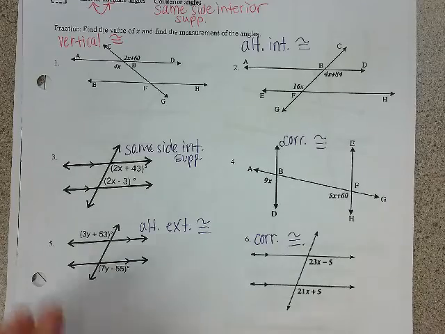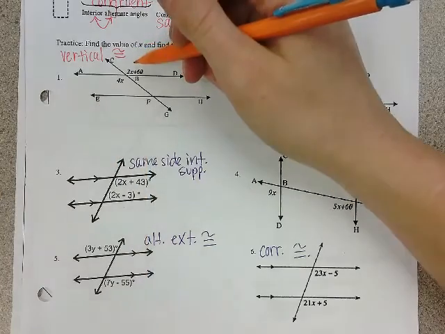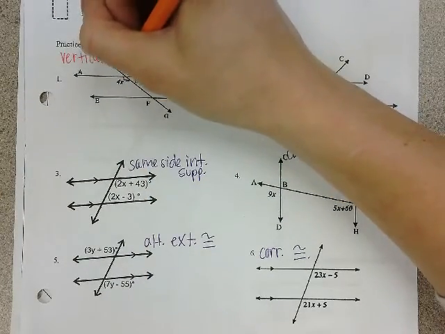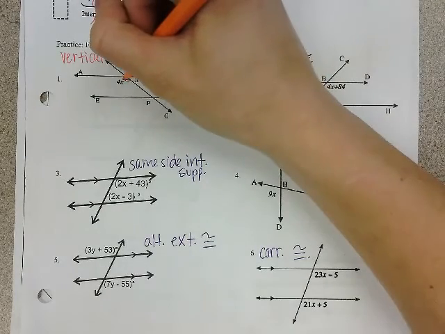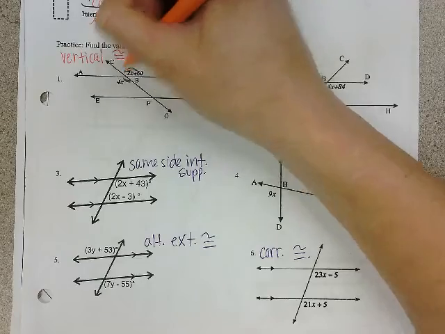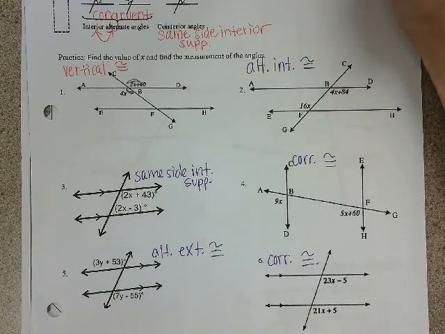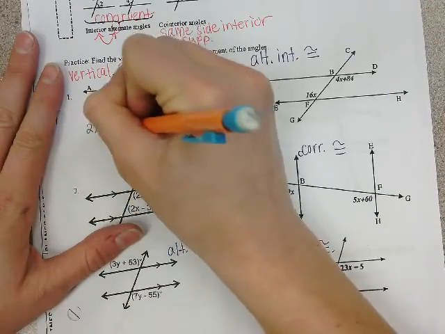Okay. So this first one we said was vertical and that they're congruent. So how should I set this up to solve for x if these two angles are congruent? What does congruent mean? Equal. Okay, so if I know that this angle is equal to this angle, how could I set it up as an equation? Perfect. So 2x plus 60 equals 4x.